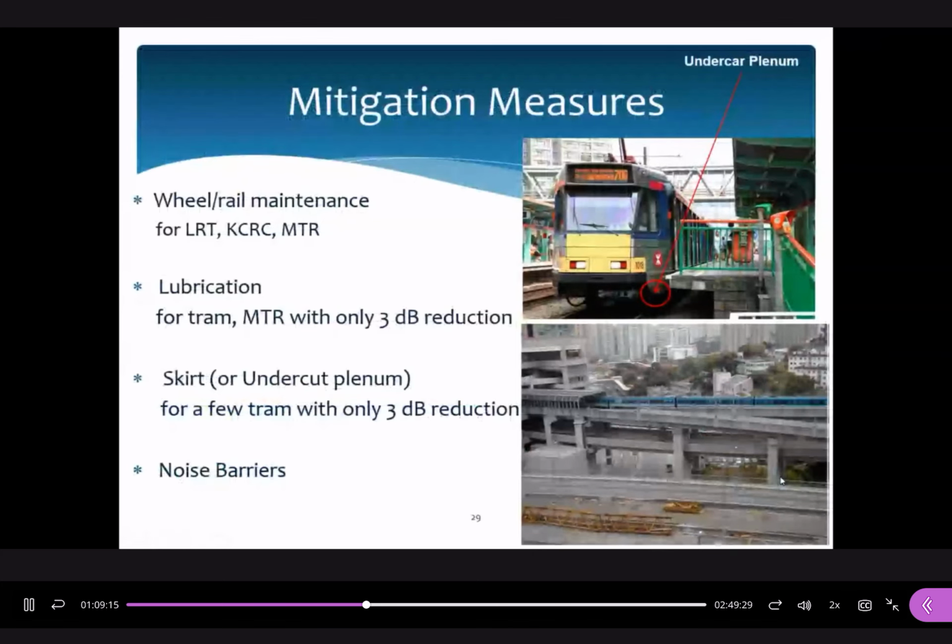We still have other types of mitigation measures, such as using lubrication on the surface. We use the undercar plenum like this one. This is a small-scale barrier, which some people call the undercar plenum or the skirts. Noise barriers are a common form. We use this one.